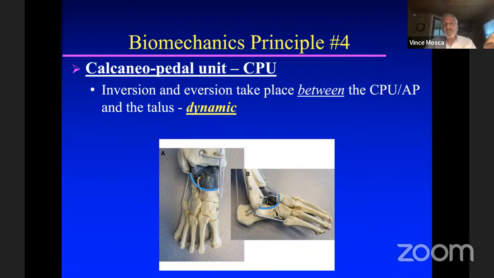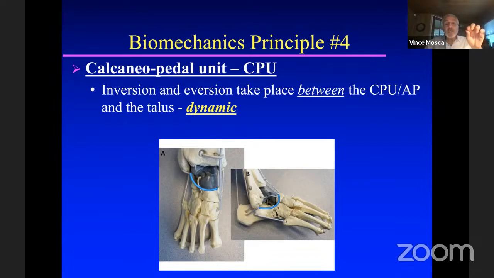Although I said that there are 26 bones and there are a lot of joints, most of the joints don't move very much. The joint between the medial cuneiform and the first metatarsal, it wiggles a little bit. It doesn't really move. The joint between the cuboid and the calcaneus, or between the cuboid and the fifth metatarsal, those joints move a little bit, but they don't really move. The movement is in the subtalar joint between the acetabulum pedis / CPU and the talus, okay?